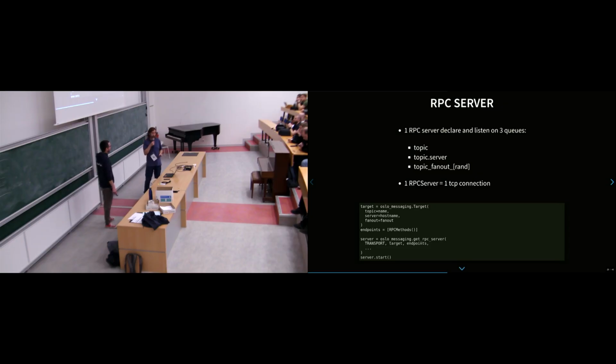So how is it working? It exposes some API to create an RPC server. When you declare an RPC server, you will create an RPC server with a topic name. And this RPC server will create 3 queues, one dedicated for a different type of communication with the client. And it will also create a dedicated TCP connection. Here is an example of how an RPC server is created. We pass some endpoint RPC methods. It's basically a Python class with different methods, which will be called by clients.